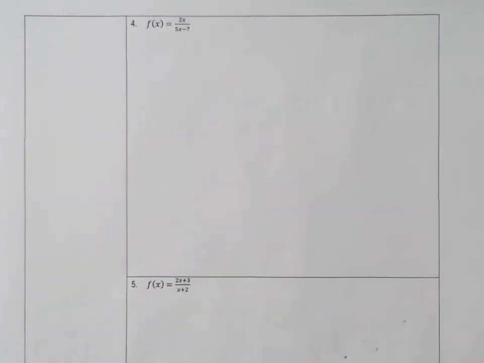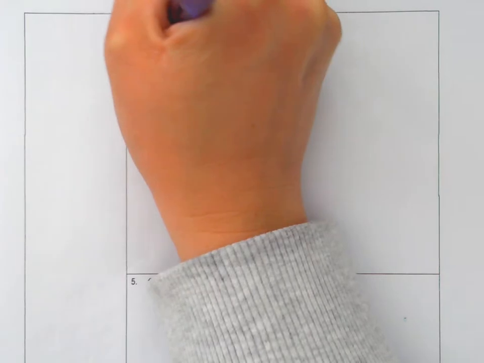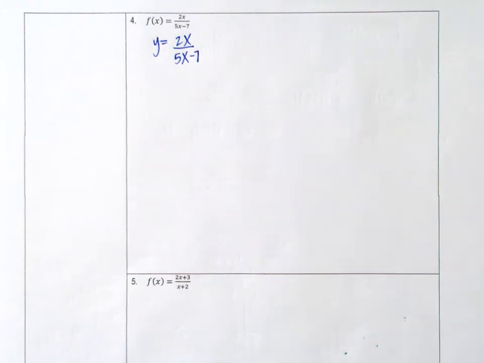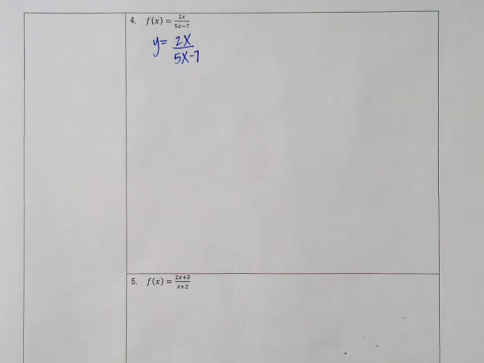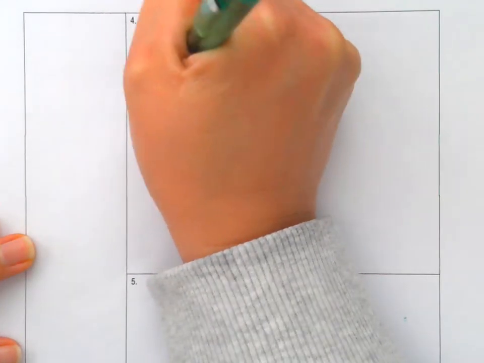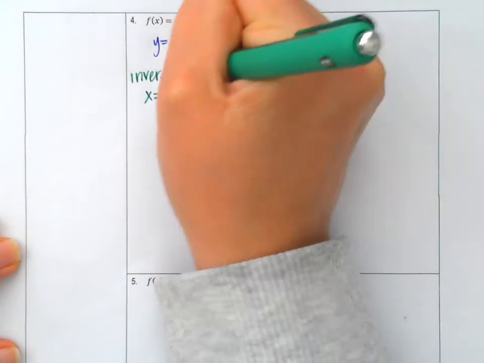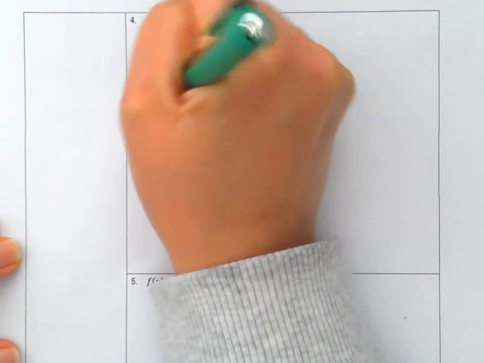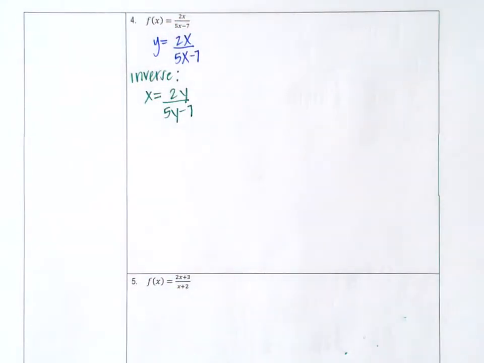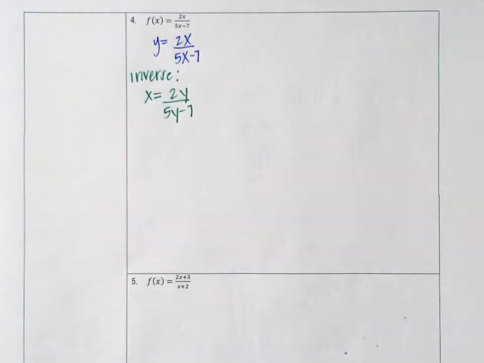So first thing I like to do is just rewrite. Instead of writing f of x, I like to just write y equals 2x over 5x minus 7. Now, this one's a little bit more complicated because there's two x's. So when I start to solve for the inverse, when I swap my x and y's, the y is going to be x, and both of those x's are going to turn into y's. So it's going to be 2y over 5y minus 7. Because there were two x's, we swapped in two y's for our inverse.